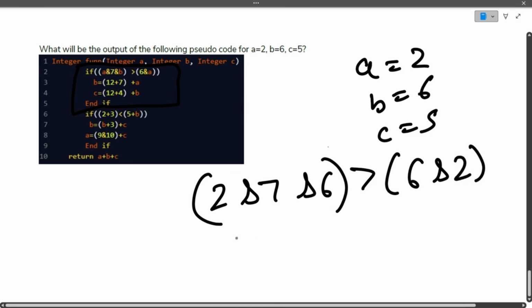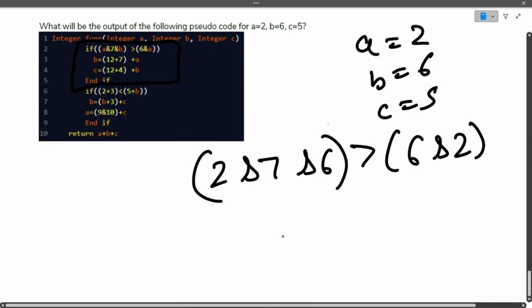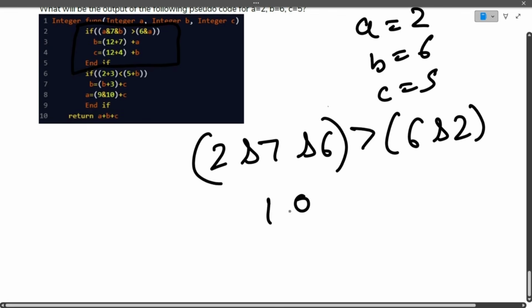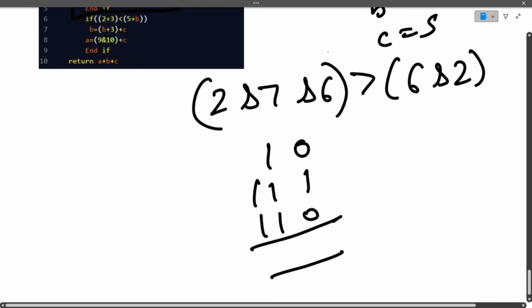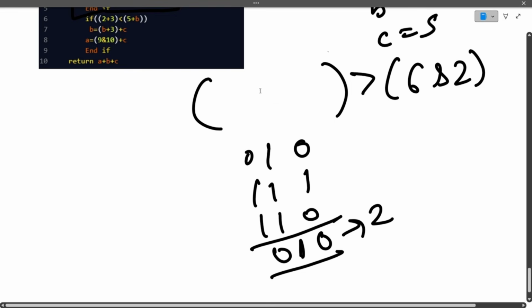So 2 and 7, first of all let's just write 2 and 7 and 6 quickly in the binary form. So 2 is 1 0, 7 will be 1 1 1, 6 will be 1 1 0. So we are doing the AND operation. So any 0 means the result is 0 only. So 0 and 1 is 0, 0 and 1 is 0, and 1 and 1 is 1. So this is giving us 2. So this here has now become 2.